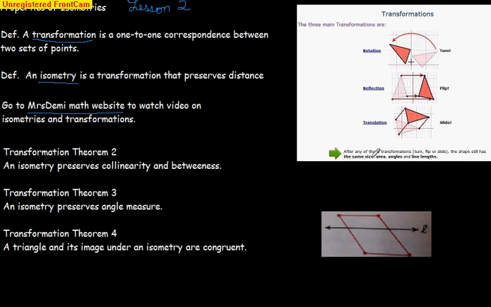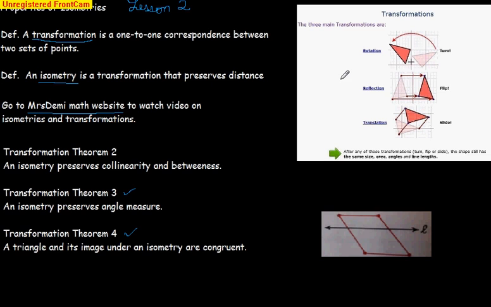So after any of these transformations, turn, flip, or slide, the shape still has the same size, area, angles and line length. So it's an isometry. There's a couple of theorems which we're not going to prove. 2 of these I think you prove in your homework, this one and this one. They give you almost every step. You just have to fill in a few things and just use the answer book if you don't know what they're looking for. So transformation theorem 2 says, an isometry preserves collinearity and betweenness.